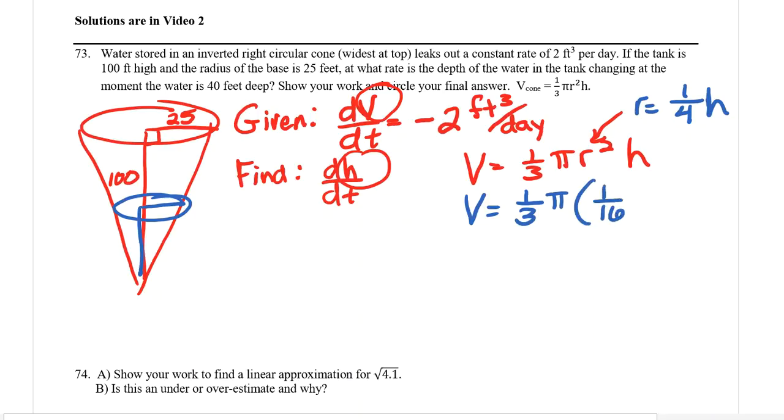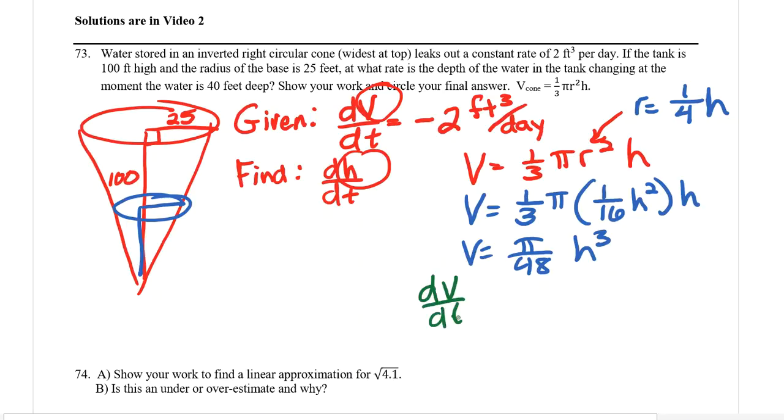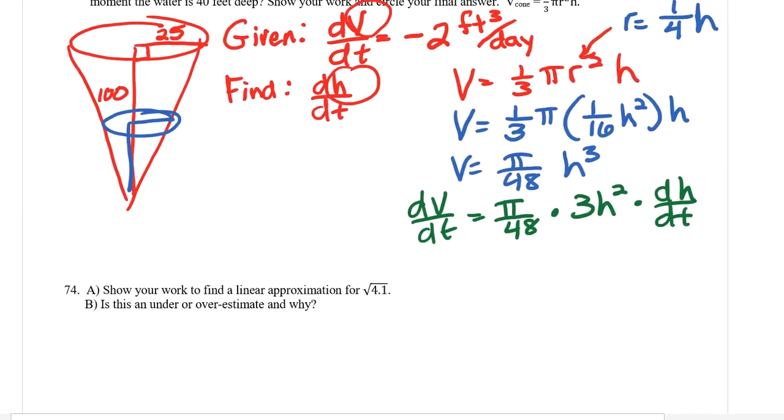So we'll have 1/16 h squared. So now let's simplify here. We'll have pi over 48 h cubed. And now when we do our differentiation with respect to time, we don't need to use the product rule. So the derivative, the constant stays out of the derivative. We do the power rule on the 3 to get 3h squared. And then every variable, we're differentiating with respect to time. So every variable gets a chain rule.